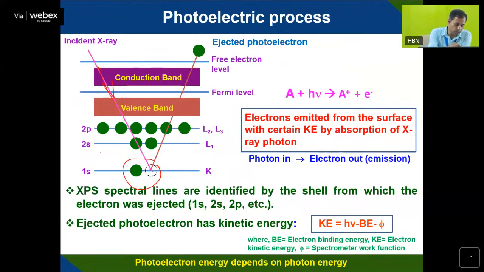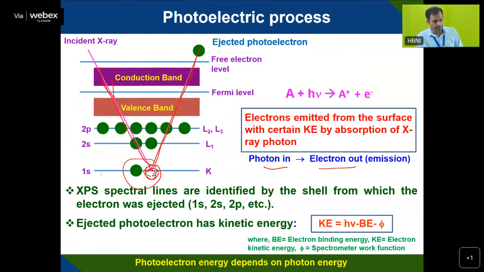So the X-ray photon comes and gets absorbed by the material, and because of this absorption of X-rays, those electrons will be knocked out. Here a photon goes in and an electron comes out because of the emission.